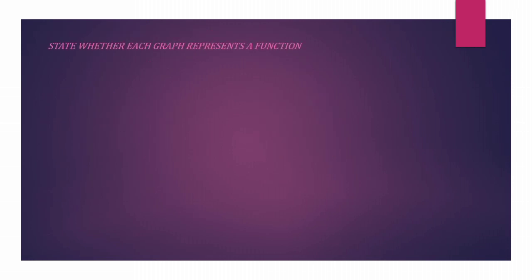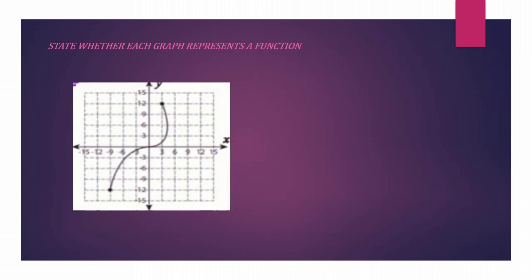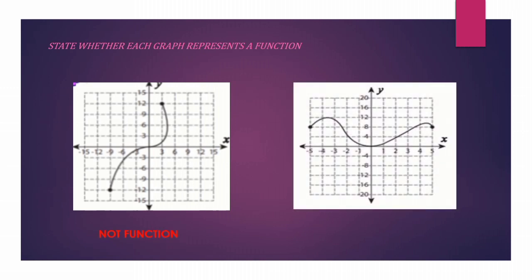Next, state whether each graph represents a function. That's the graph. So, in order for you to determine whether it is a function or not, you're going to use a vertical line test. So, draw in any of the, okay? So, is it a function or not? It is not a function. How about this one? It is a function. Very good.